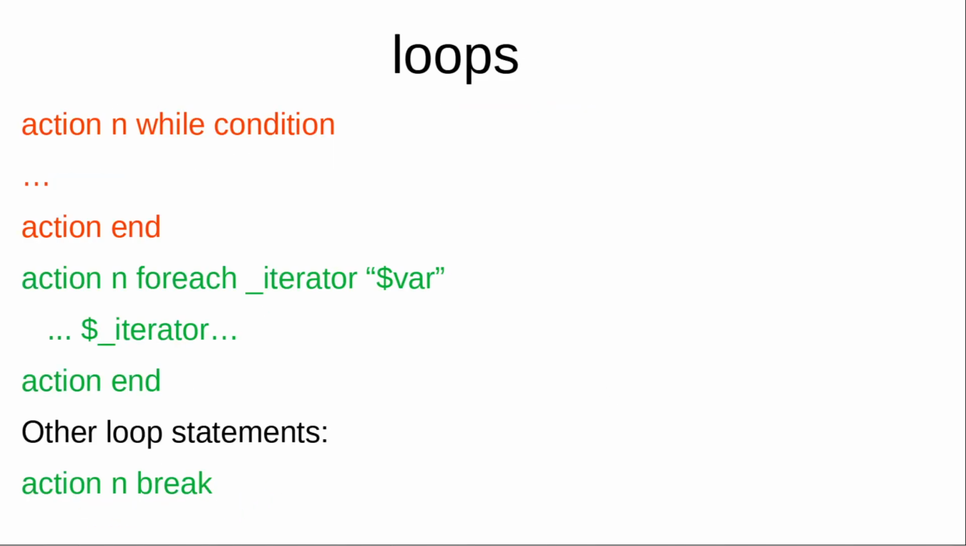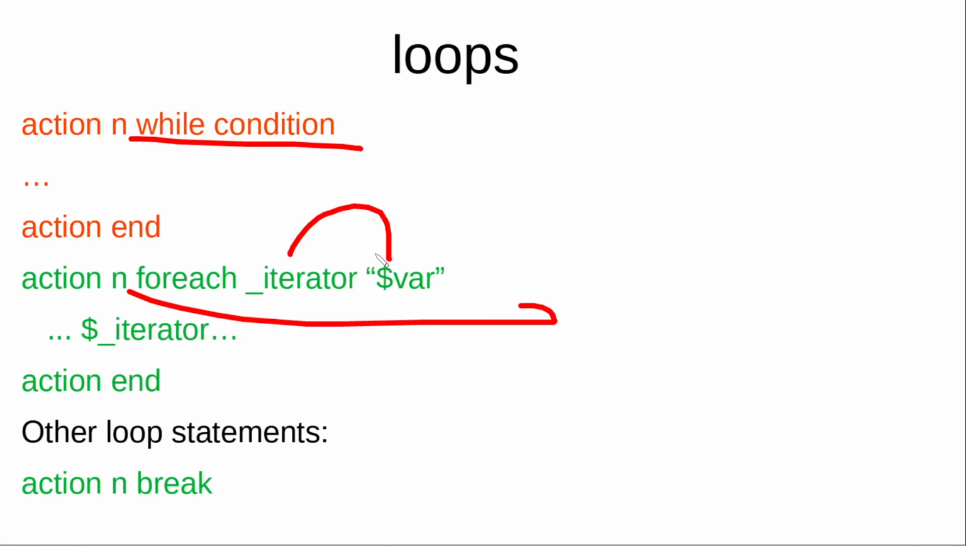You can also execute loops like the while loop and the foreach loop, where an iterator will go through a series of values within an array, for instance, and then you can access each value using the iterator variable. In order to get out of the loop before it ends, you can use the action break statement.